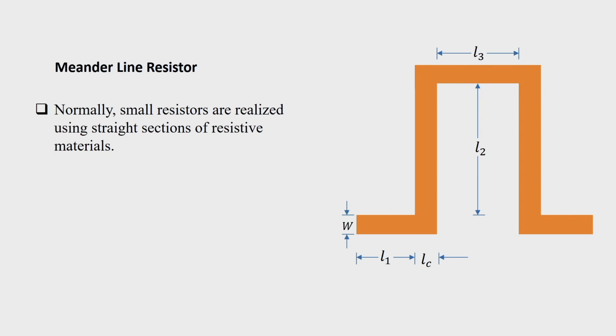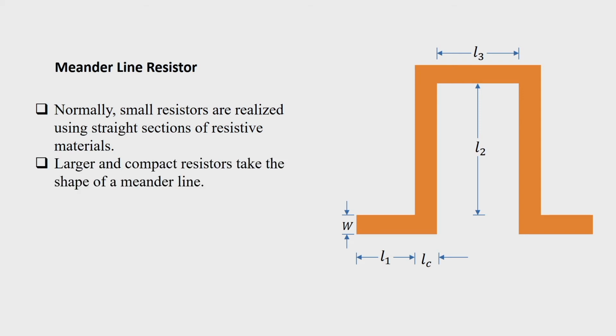Another form of resistor is a meander line resistor. Normally, small resistors are realized using straight sections of resistive materials, but when it comes to the design of large and compact resistors, a meander line is used, and a meander line section is shown here.